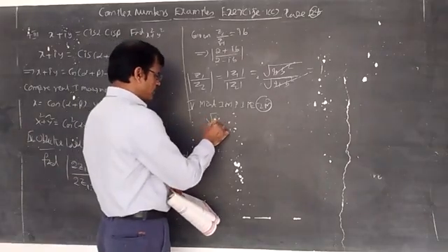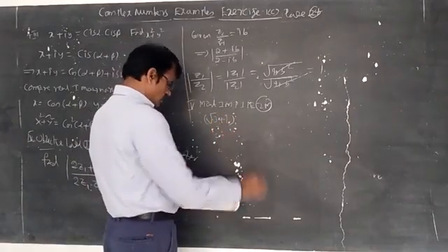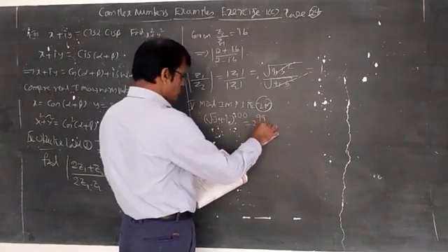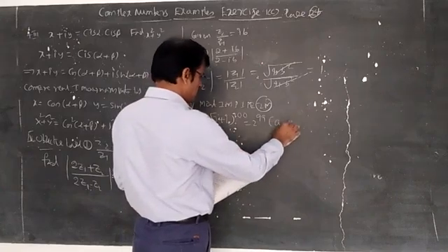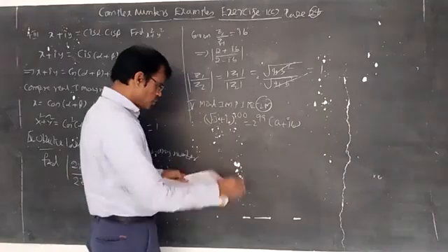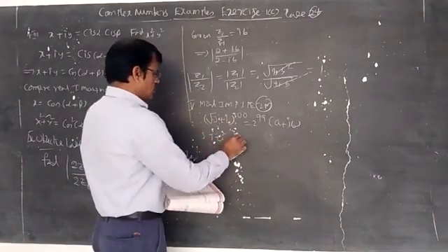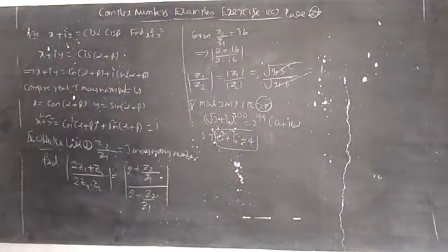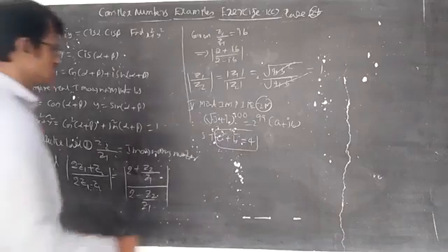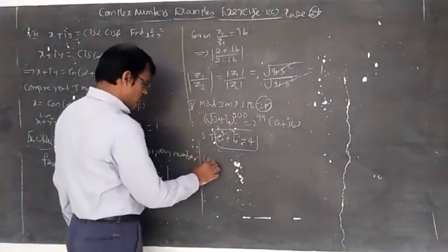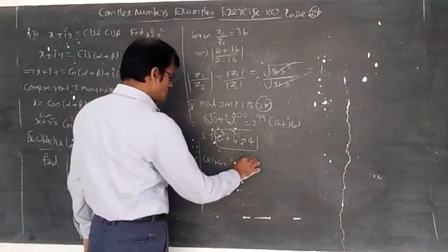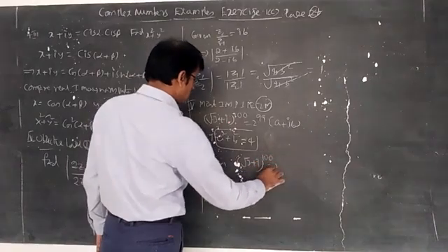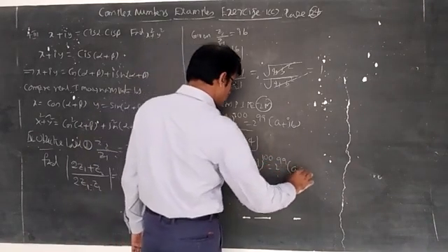Root 3 plus i, not 1, it is i. Root 3 plus i whole power 100 is equal to 2 power 99 into a plus ib. Show that a square plus b square is equal to 4. Root 3 plus i whole power 100 equal to 2 power 99 a plus ib. Show that a square plus b square is equal to 4. Given root 3 plus i whole power 100 is equal to 2 power 99 into a plus ib.